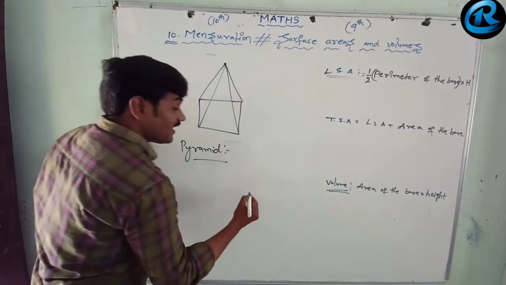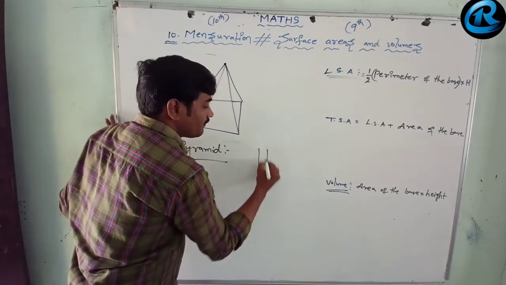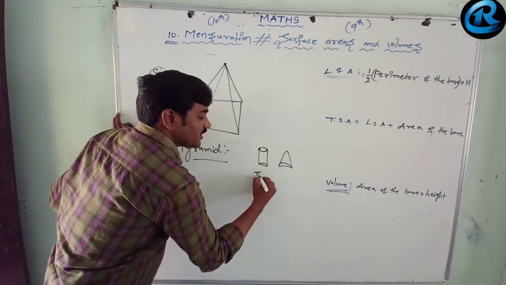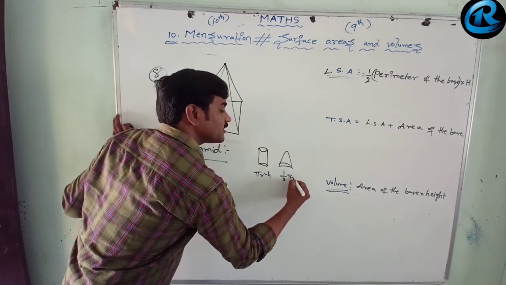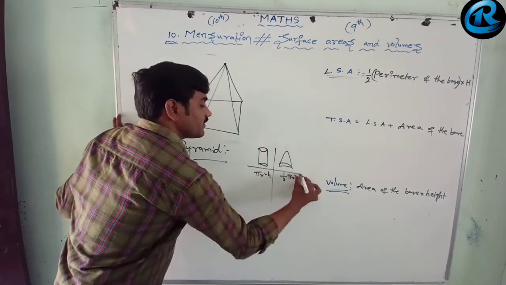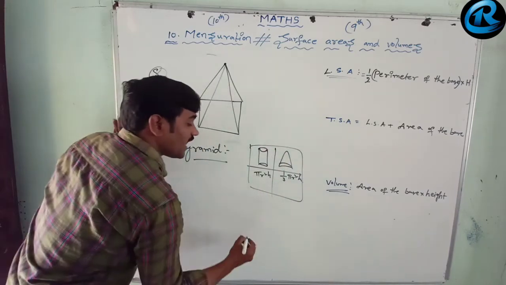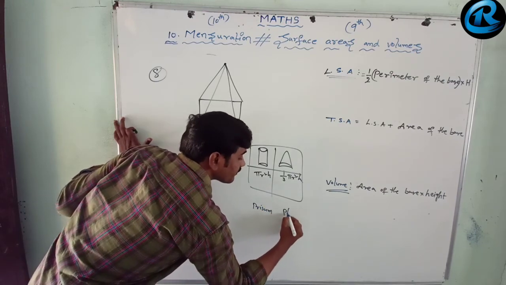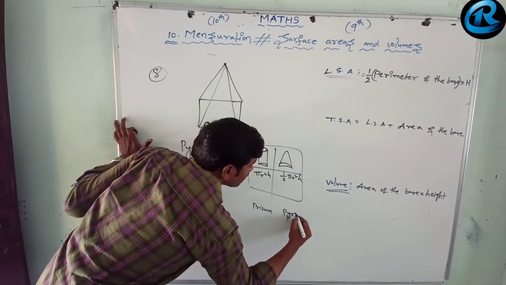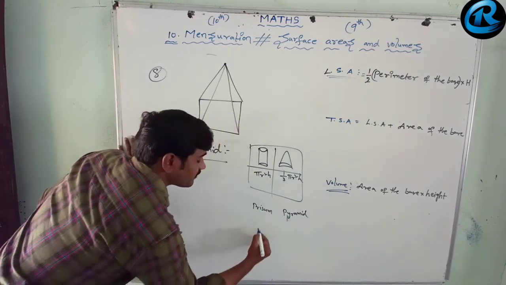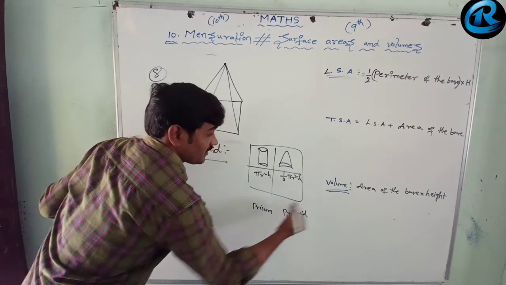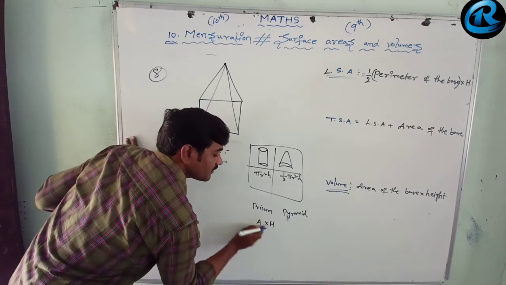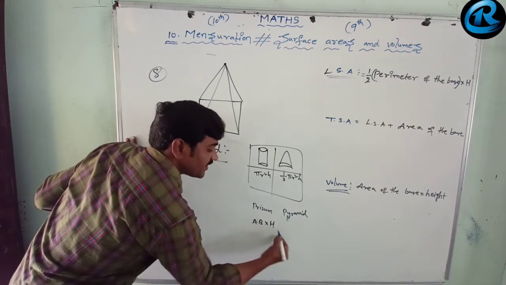Here for volume, just before, we went through the cylinder and cone. The volume of a cylinder is pi r square h. The volume of a cone is 1 by 3 pi r square h. In the same way, this property will also be applied for the prism and pyramid. The prism volume is area of the base into height.